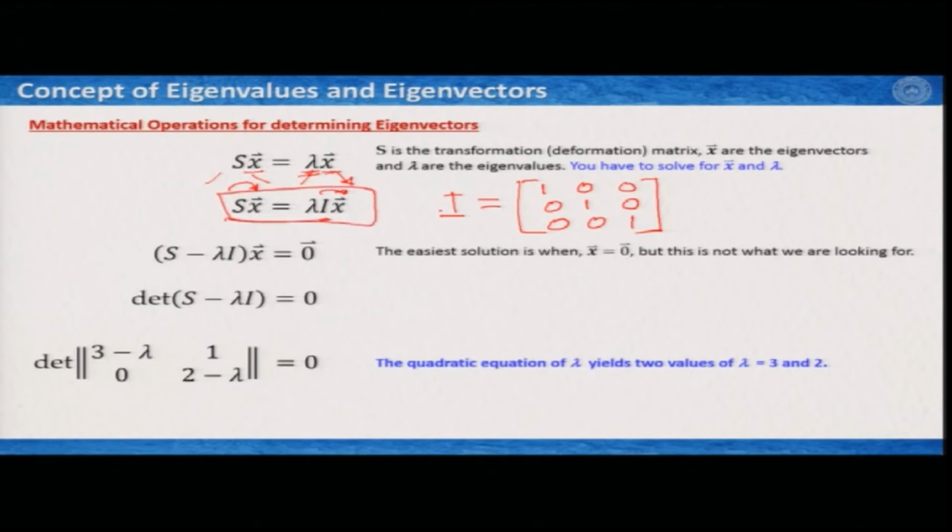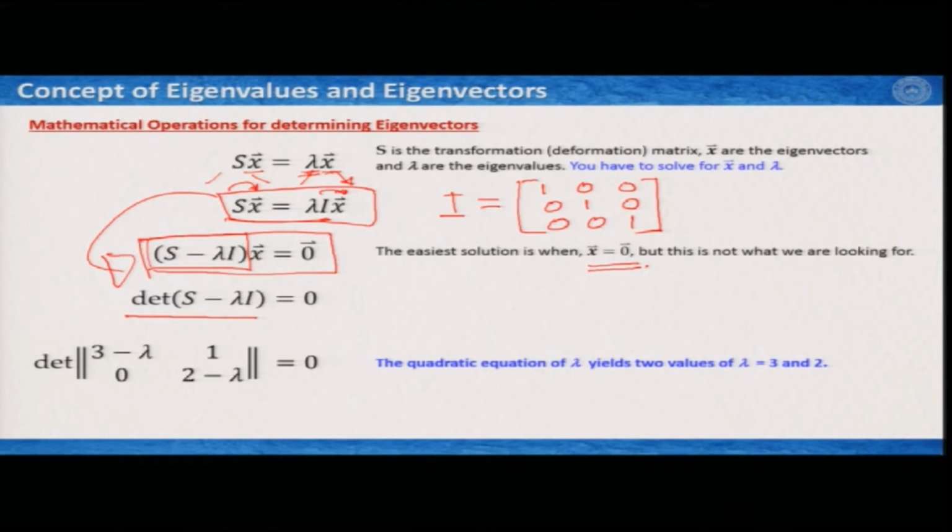Now taking over from this equation, we certainly can write this equation, where I just change the positions to the opposite sides, and the easiest solution you can get out of this for the x vector is when x equals 0, but that is very easy for us, and this is exactly what we are not looking for. We need a non-zero x vector solution for that, and to do this we have to take the determinant of this matrix, and it should vanish. That means the determinant of S minus lambda multiplied by your identity matrix should be 0.